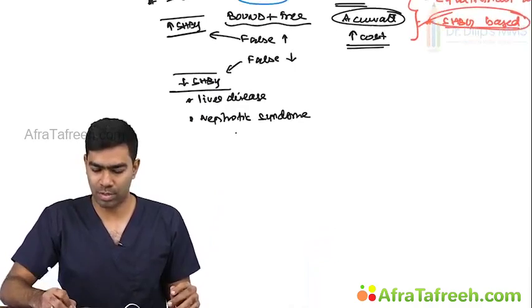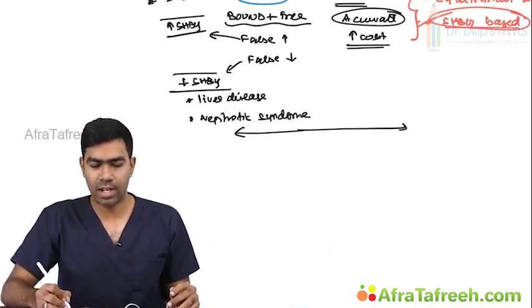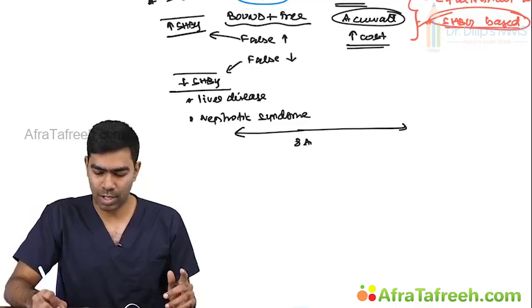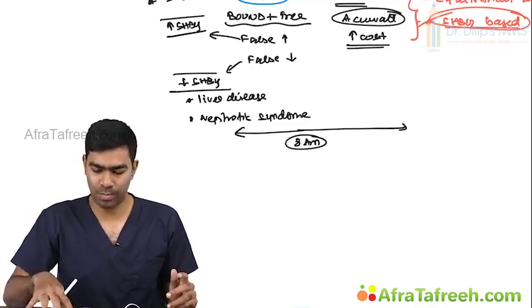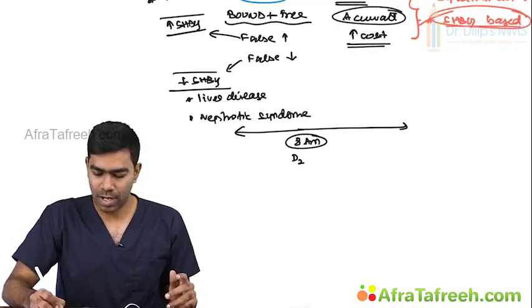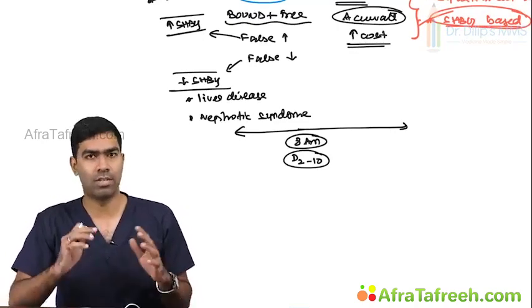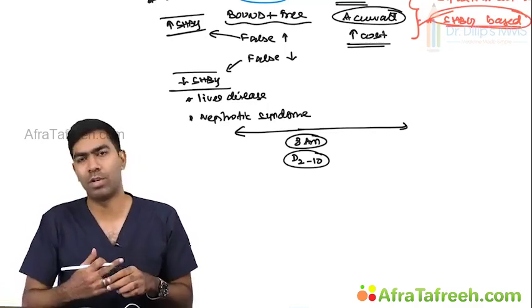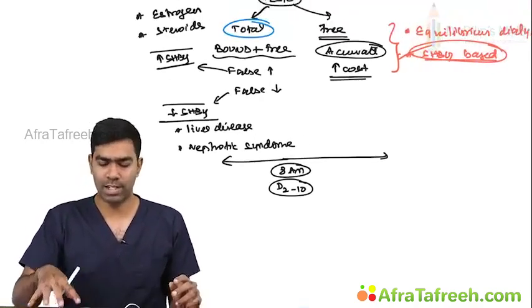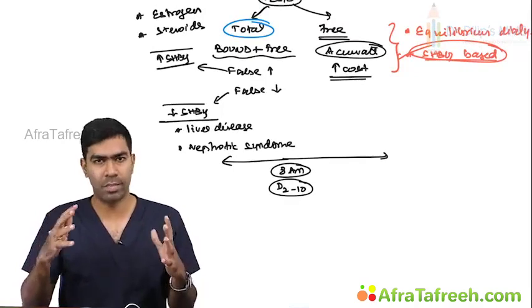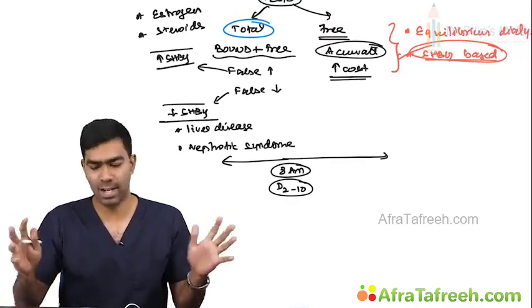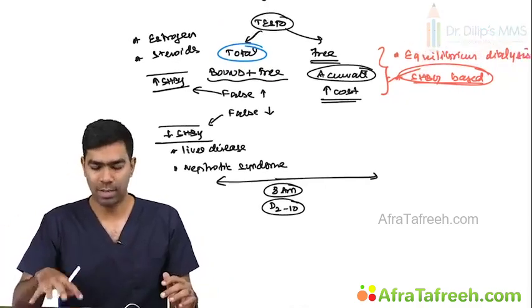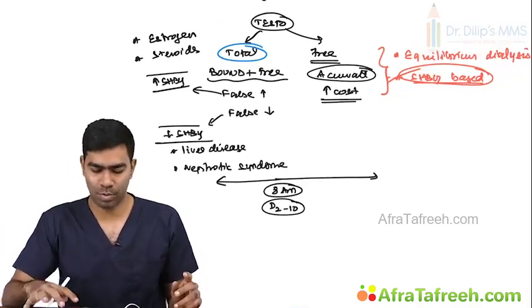When you take a testosterone, especially a total testosterone, it's better to do an 8 AM fasting testosterone, and it's better to do it around day 2 to day 10 of the menstrual cycle. So around day 2 to day 10 is the best time to do a total testosterone assay. I generally do it on day 5 or day 6, that's the midpoint, but in general the guidelines say you can do it around day 2 to day 10.